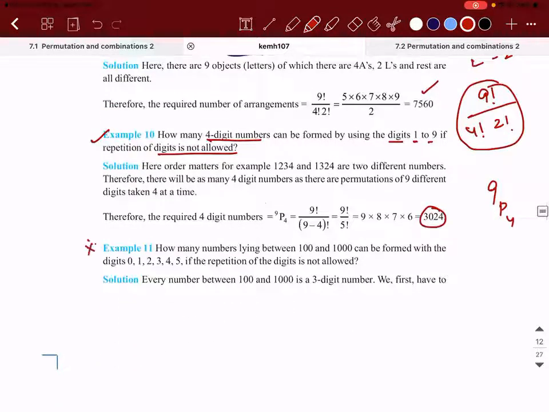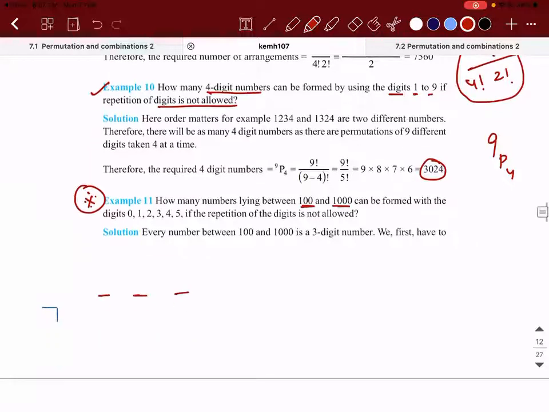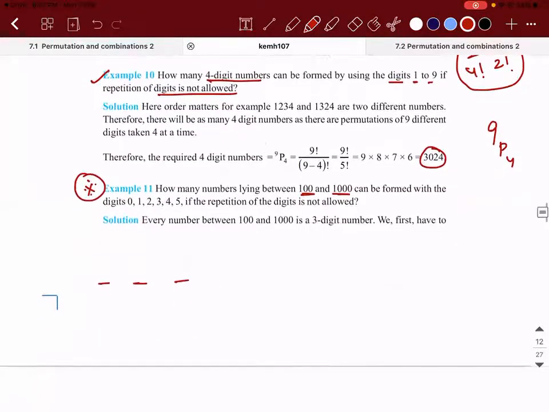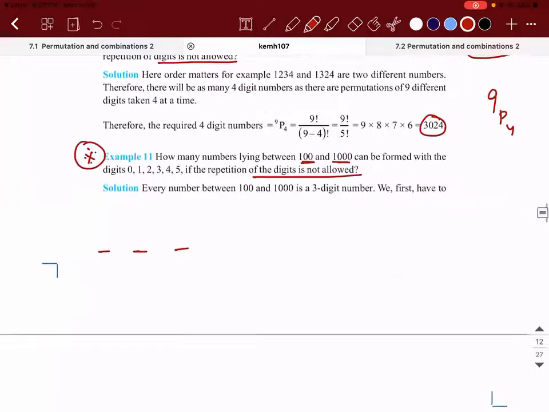Now this is a good question. Let's see. How many numbers lying between 100 and 1000 can be formed with the digits 0, 1, 2, 3, 4, 5 if the repetition of the digits is not allowed? So you need to form numbers between 100 and 1000. So 100 and 1000 should not be included. Right? So all the numbers are going to be 3 digits. Right? If the repetition of the digits is not allowed. So tell me how to solve this, guys.